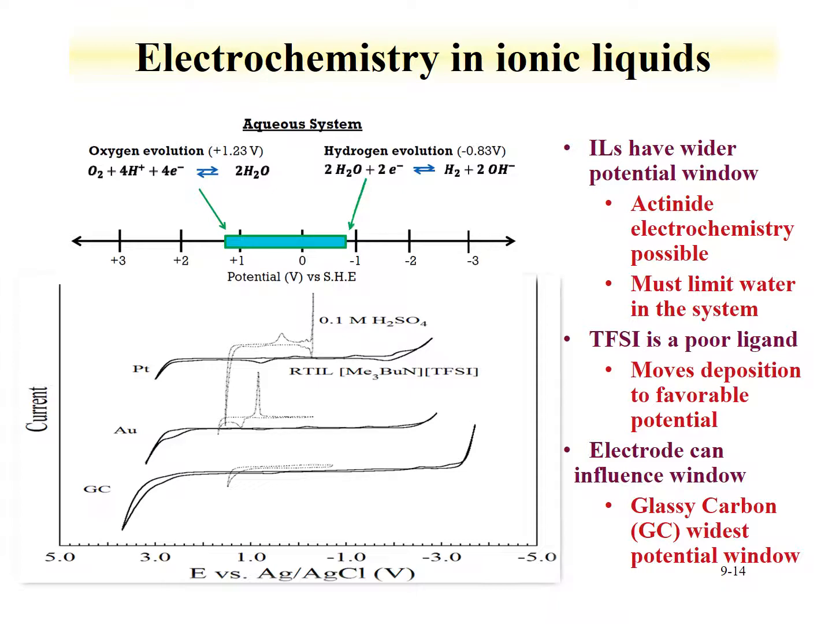And here's an example of the electrochemical window for the platinum, gold, and glassy carbon electrode with the RTIL that we're investigating. And as we see, compared to an aqueous system of 0.1 molar sulfuric acid, the electrochemical window is much larger. The large negative regime, as shown here, that's accessible, allows reduction of the metal ions, and as we see here, the glassy carbon electrode is the best system.